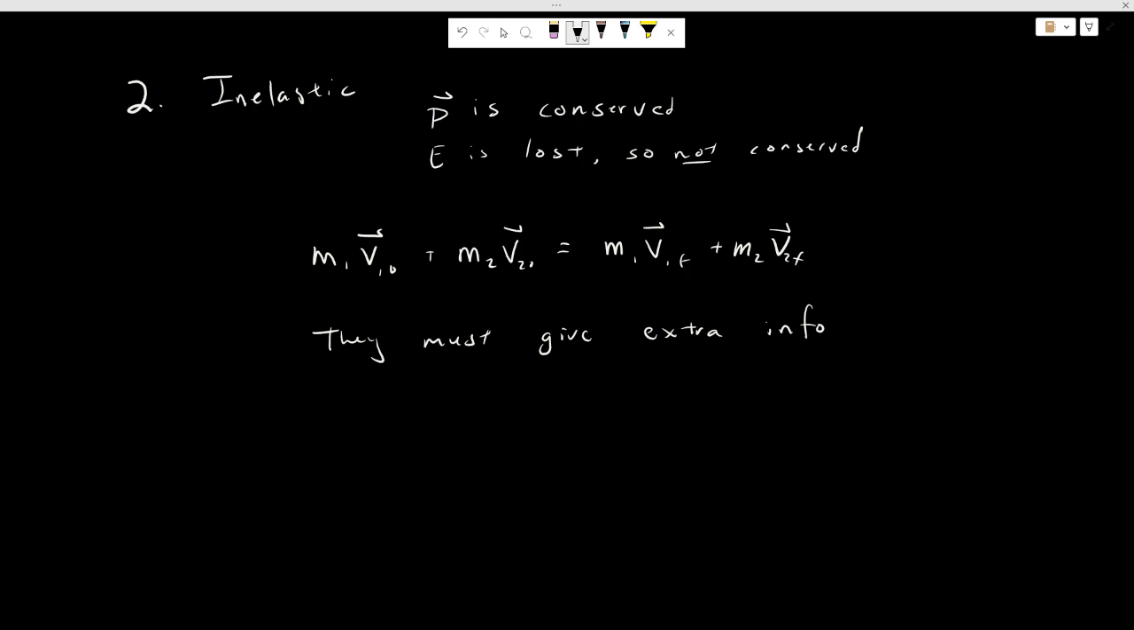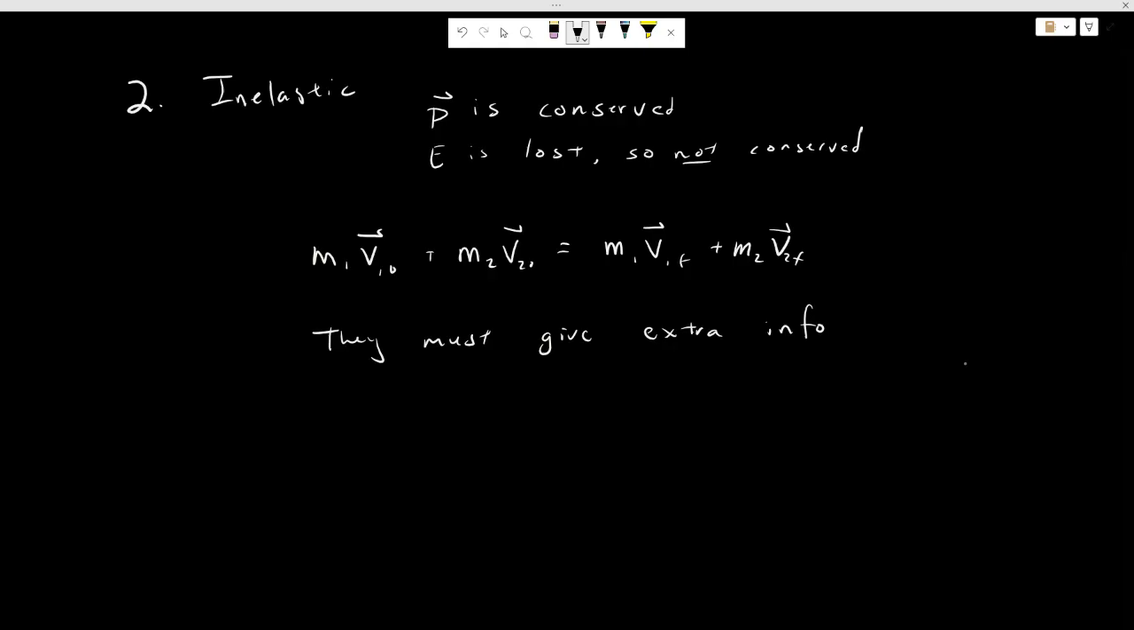That's because if they give us all this stuff at the beginning, we still can't solve this. Right? We only have one equation and two unknowns. So they might give us the final velocity of one of the objects at the end. They might give us an amount of energy loss so that we can actually use conservation of energy instead, but now we have to add in the extra loss term, right?